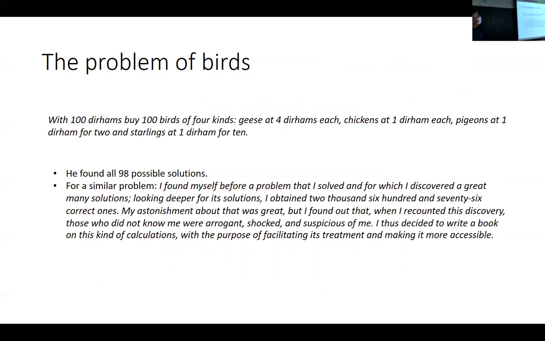Another problem of Abu Kamel is the problem of birds. And he wrote a whole book on this, the problem of birds, and it's nothing to do with birds, really. It's this kind of problem. With 100 dirhams, we buy 100 birds of 4 kinds. Geese at 4 dirhams each, chickens at 1 dirham each, pigeons at 1 dirham for 2, and starlings at 1 dirham for 10.